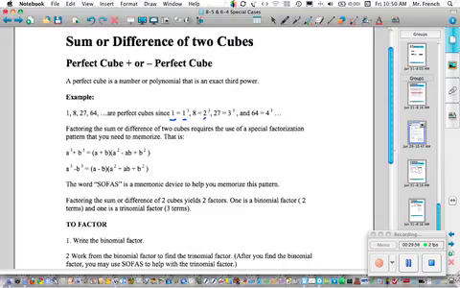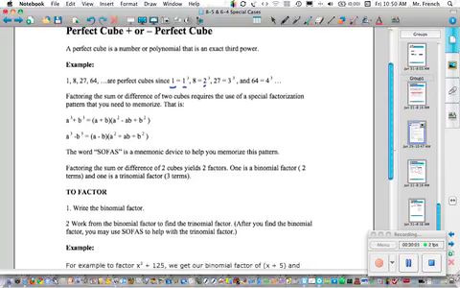Now we're going to use these two formulas right here, and we're going to plug stuff in. But first of all, we have to see if it's a cube. If you take your calculator and look for the cube root button, that'll help you. Plug in a number and hit the cube root button and see if it gives you a whole number. If it does, then it's a perfect cube.